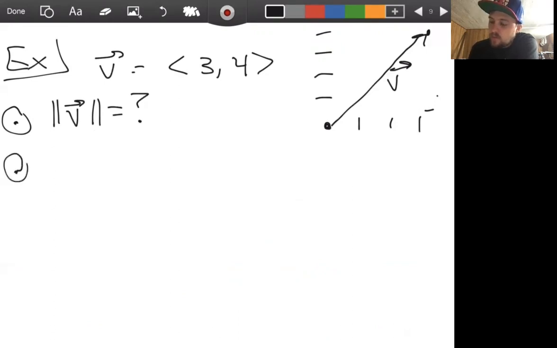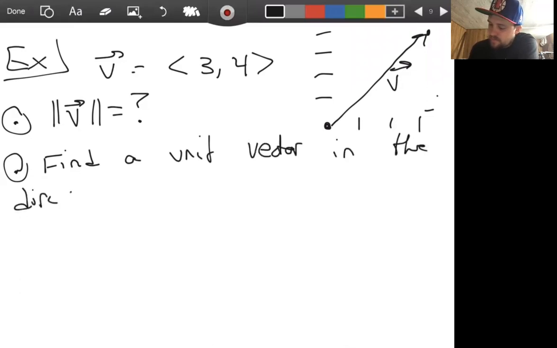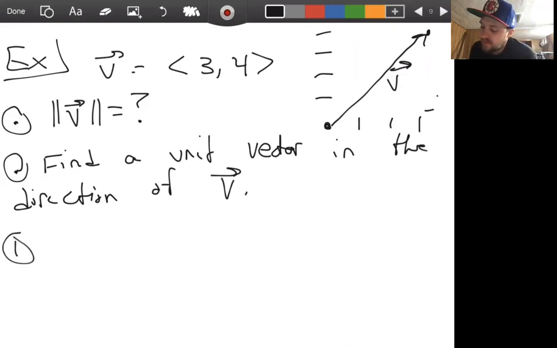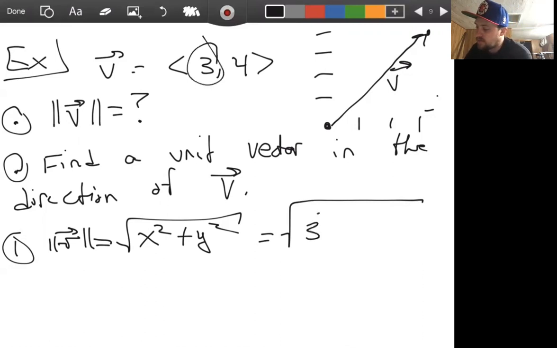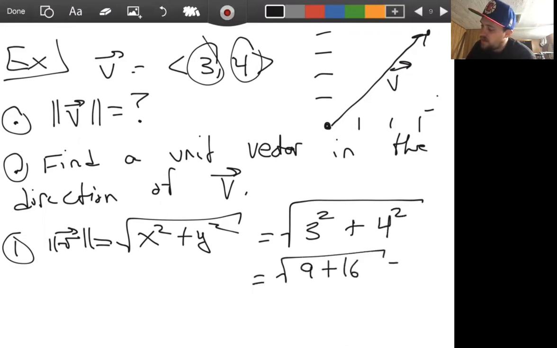The second question I want to ask is, let's find a unit vector in the direction of v. Okay, so let's handle the first one. What is the magnitude of v? Remember, a formula for the magnitude is that the magnitude of v is equal to the square root of the sum of the components squared. Okay, and so for us, we just plug in. The x component is 3, so we have 3 squared. The y component is 4, so plus 4 squared, which is 9 plus 16, which is root 25, which is 5. So the magnitude of this vector, the length of this vector right here, is 5 units, right?